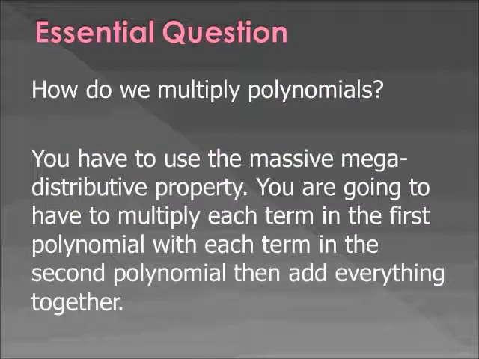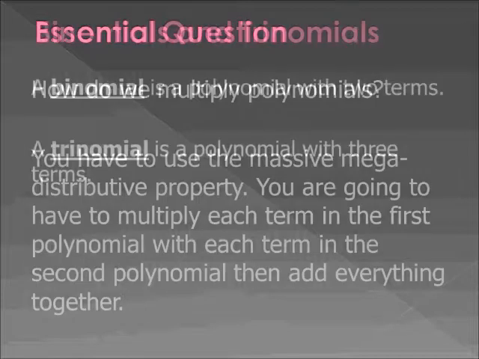Today we're going to learn how to multiply polynomials. So we'll be using FOIL. We'll also be using a healthy dose of the distributive properties. So on some examples, you're going to have to multiply each term in the first polynomial with each term in the second polynomial, and then add like terms. We'll get to that when we get to that.